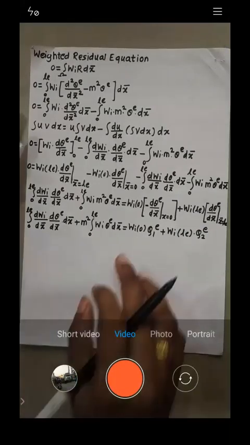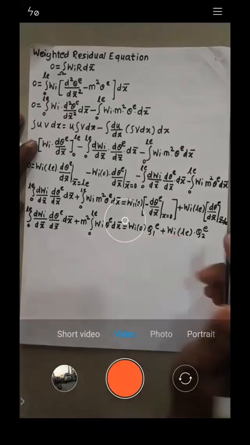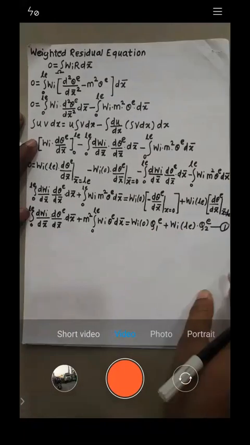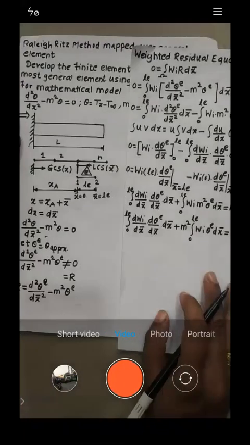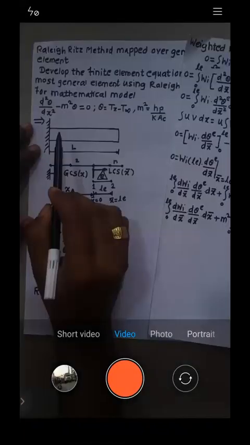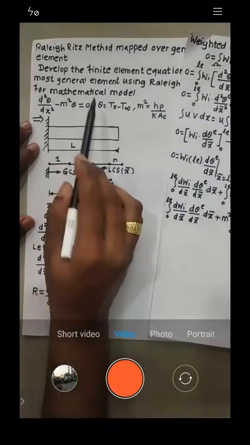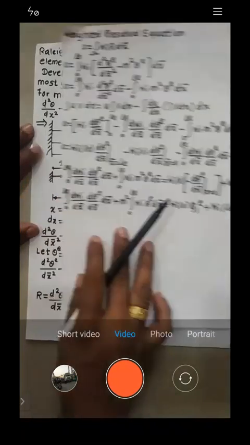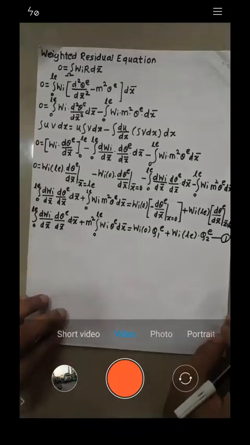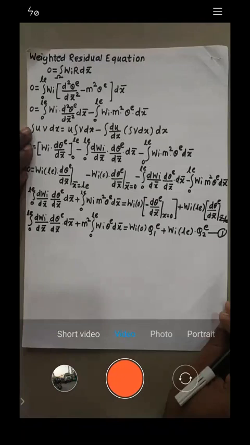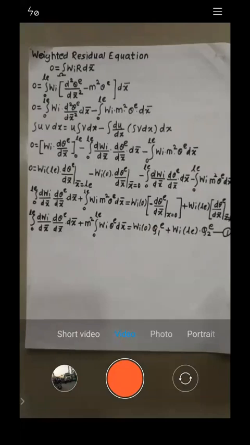Okay, now see, now we have reached this equation. Let me call this equation number 1. So what basically we have done here is, this equation, d square theta by dx square minus m square theta is equal to 0, this second order differential equation, we have reduced it to first order. Is it okay? That means we have made it weak. Now this equation we are going to solve, right? So see, here what we require is theta.